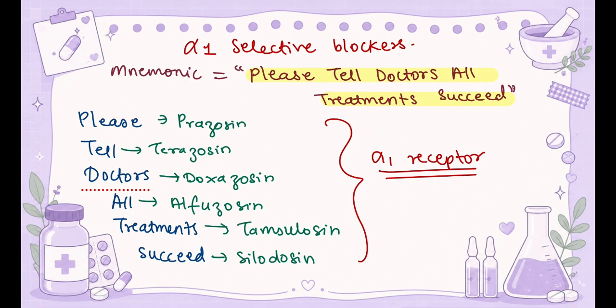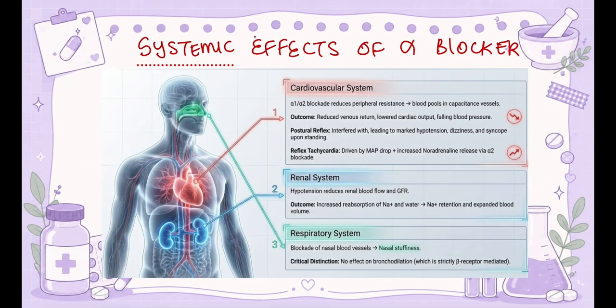When these specific receptors are blocked, distinct systemic effects occur throughout the body. Let's look at the cardiovascular system first. Blocking these receptors reduces peripheral resistance. Blood pools in the capacitance vessels. This lowers the venous return to the heart. That decreases cardiac output, which ultimately causes blood pressure to fall.